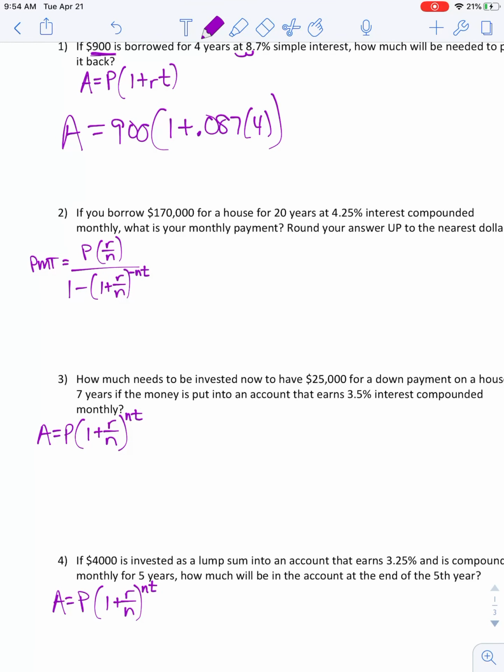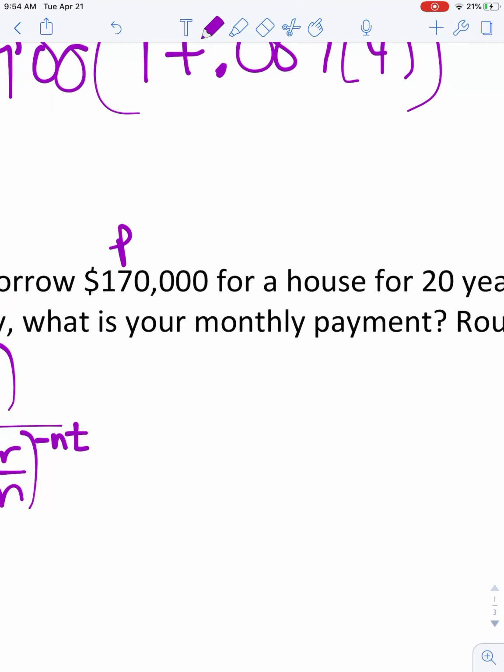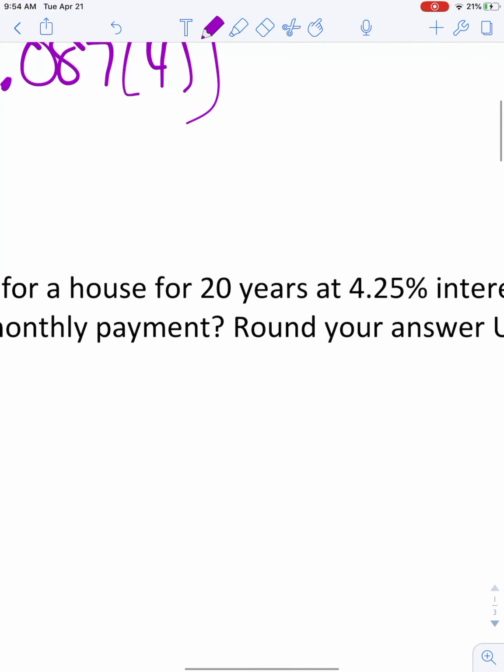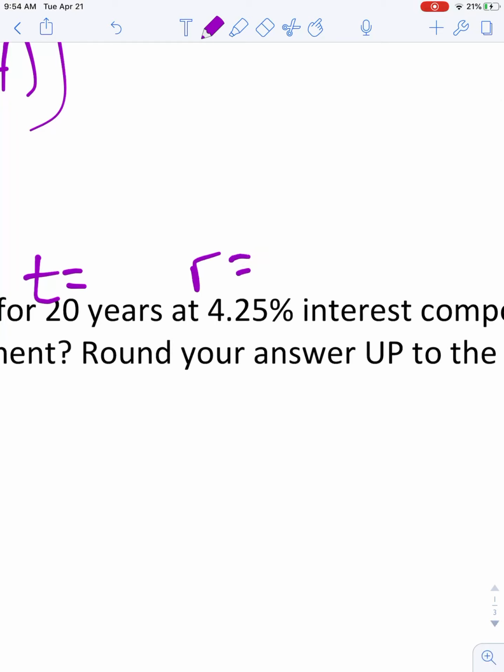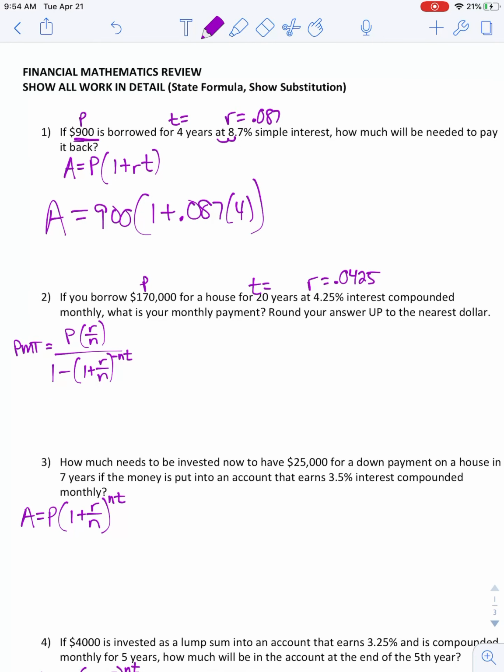Number 2, so this is a payment one. You're borrowing $170,000 for a house. So $170,000 is your mortgage, that's how much you're going to take out here for a loan. So this is your P value. You're going to go for 20 years, so your time is 20. Interest rate is going to be, again, move that decimal place, 0.0425. And it's compounded monthly.